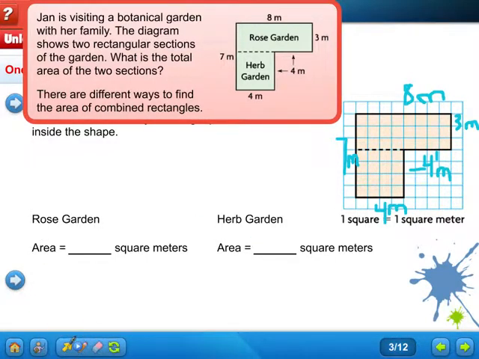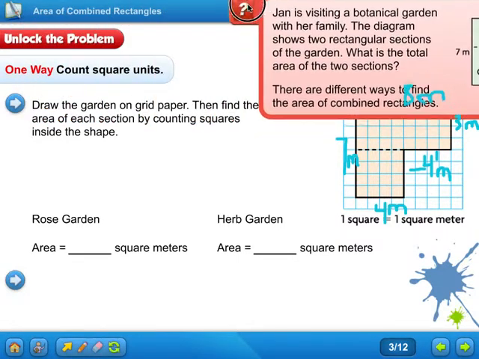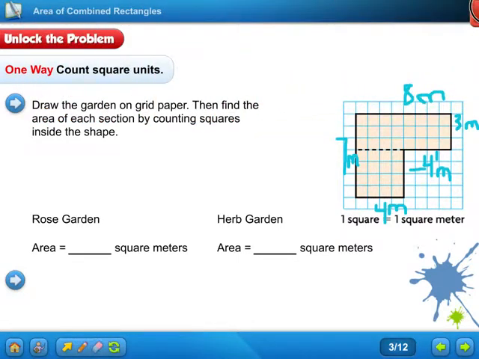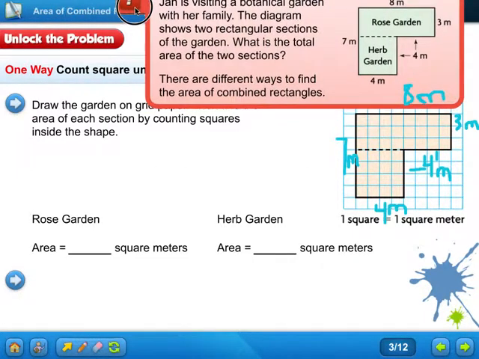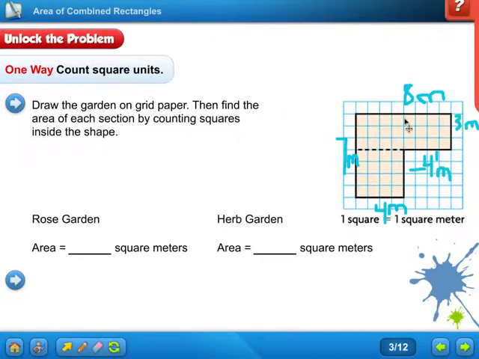Okay. I'm going to scooch you this way so we can see what we're doing. Okay, so the first one, they just want us to count the rose garden. Which one was the rose garden? Oh, the top one. So this one is the rose garden. So they want us to figure out how many square meters is in this one. So they just want us to count this one.